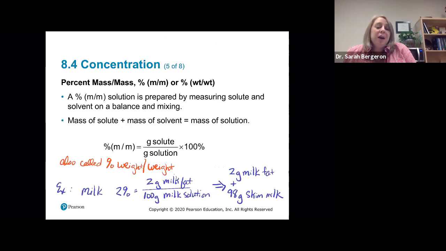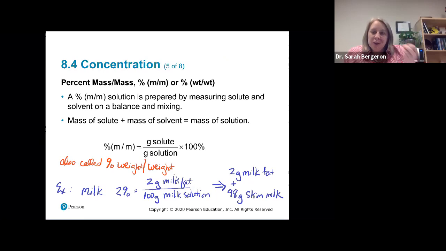So if you're going to do some calculations with this, let's go through them. The first one is percent mass by mass. Our solution is prepared by mixing our solute, which is usually a solid, and our solvent on a balance, and then we mix them. So we take our mass of our solute plus our mass of our solvent, and we get our mass of our solution, and then we can just plug it in.